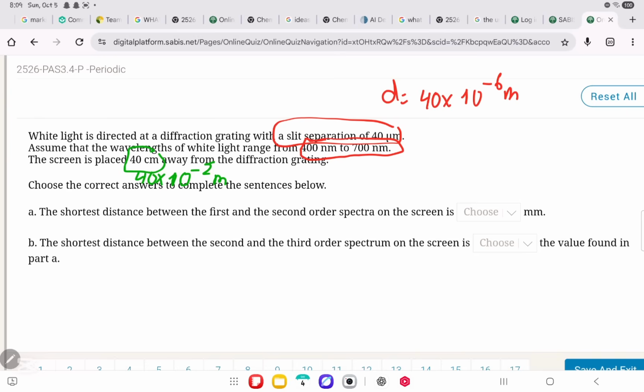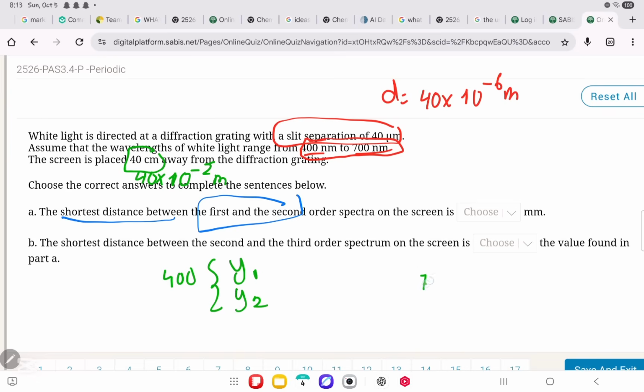Now what do they need from us? They want the shortest distance, distance y, between the first and second order spectra on the screen. So they want the distance between the first and second order spectra on the screen, and which distance? The shortest distance. They gave us two wavelengths, 400 and 700. So in my opinion, look what we're gonna do. First thing, we will find y1 when it's 400 and y2.